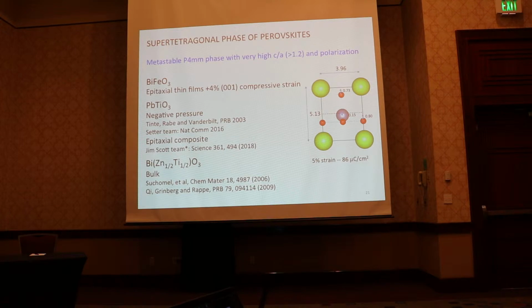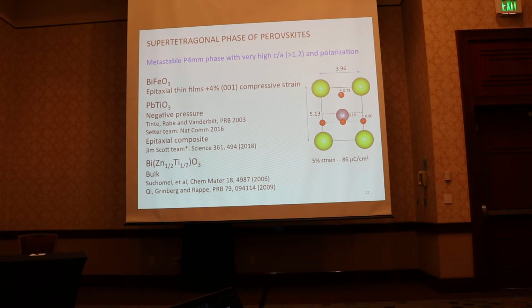I'm going to argue a very similar point for the super tetragonal phase of perovskites. For those of you who haven't encountered those, these are metastable tetragonal phases with extremely high c over a and polarizations in the neighborhood of 100 microcoulombs per centimeter squared. And this is a characteristic picture. This is really like a different structure type. You can get there by making a really large polar mode, but it's not quite even a distorted perovskite, it's a polar structure.